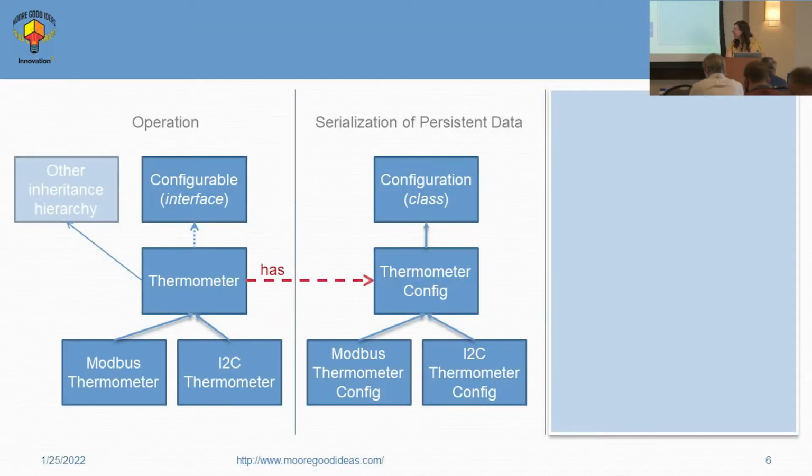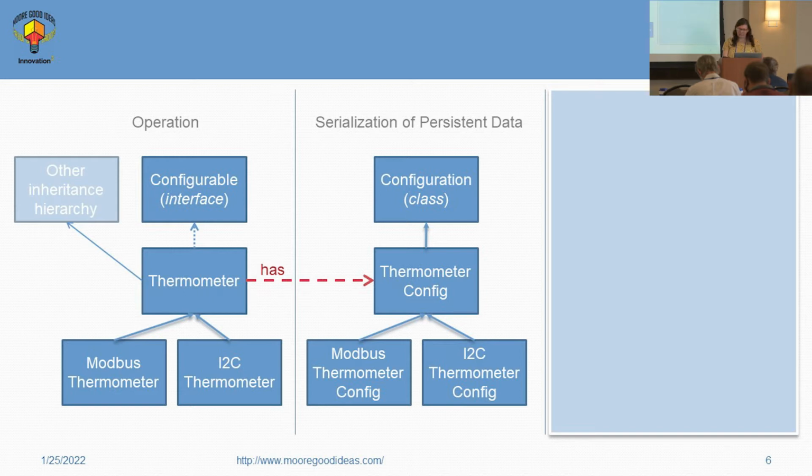Yeah. So one that's the thermometer itself, that's going to do all of that logic, like doing the connection, doing what it needs to get the data. And then a second one that's just in charge of the configuration for that thermometer. And so the thermometer is going to be what's called a configurable interface. And then the config is going to be the configuration.